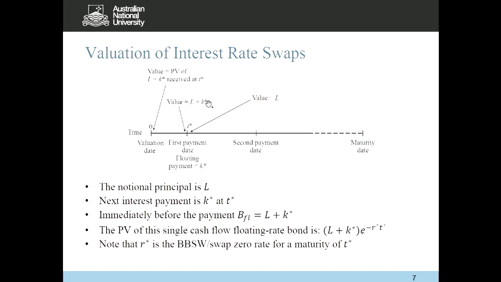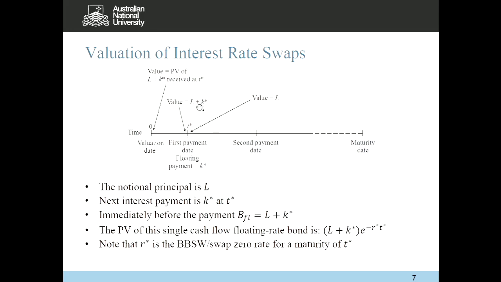You guys see the K star? The K star is the floating rate payment. They would determine the K star at the previous payment date somewhere here, which has already gone, all right? And the K star will be paid in the future, which is in T star time. So the K star will be paid in T star time, right?